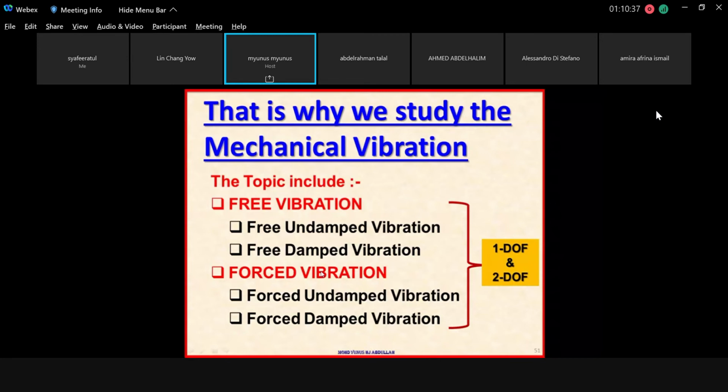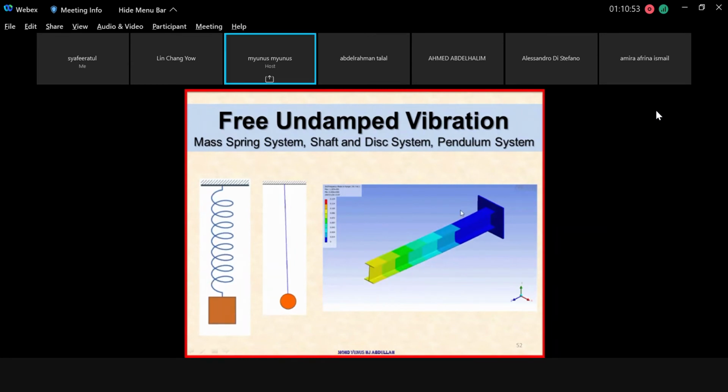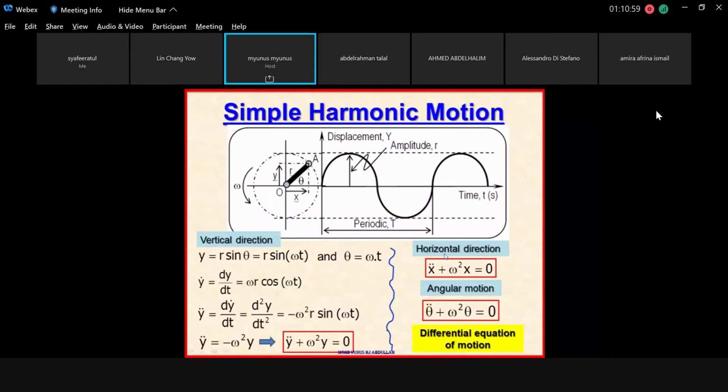So the next one we're going to do is the calculation of vibration amplitude and also vibration oscillation. We are going to look at free undamped vibration: mass and spring system, pendulum, and also rotor systems. The first one is the most important thing before we do the next one.